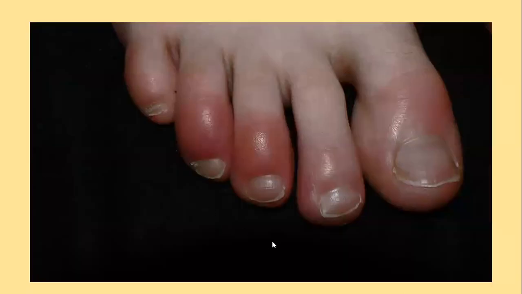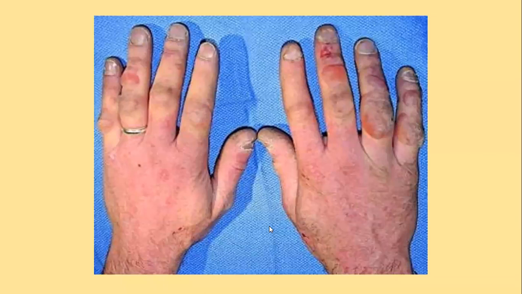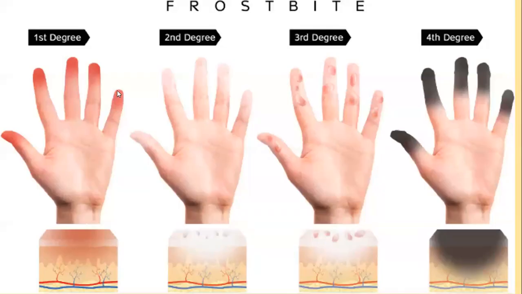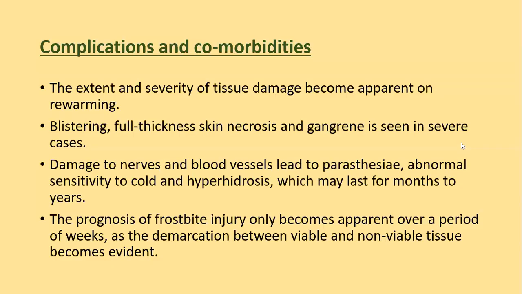So this is the first degree of frostbite, very similar to perniosis. Then this is the second degree, where you can appreciate the blister formation on the fingers. Then this is the fourth degree frostbite, where you can see that there is a sharp demarcation between the healthy and necrotic tissue. And this will lead to auto amputation, or you have to do a surgical amputation in this case. First degree, second degree, third and fourth degree, leading to complete necrosis.